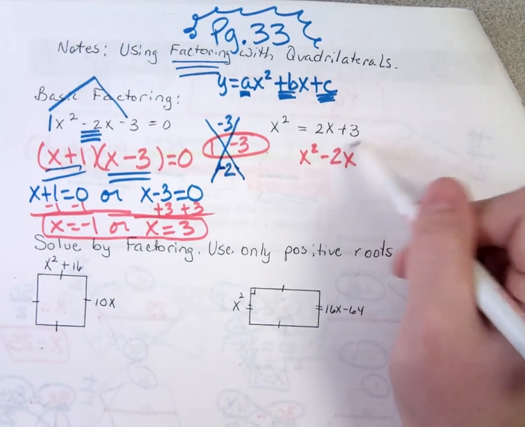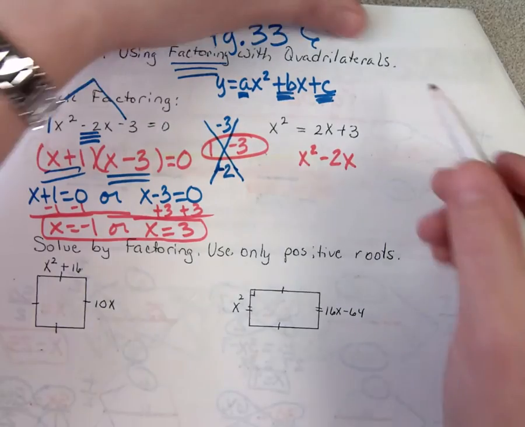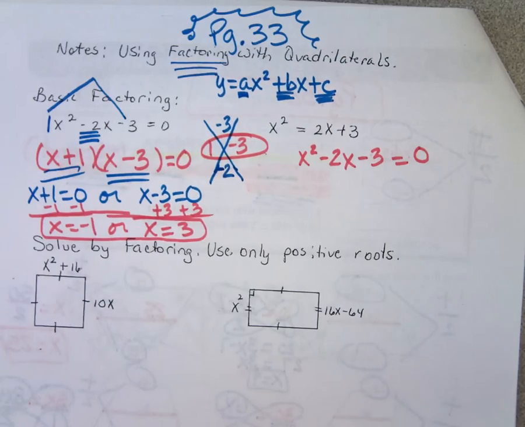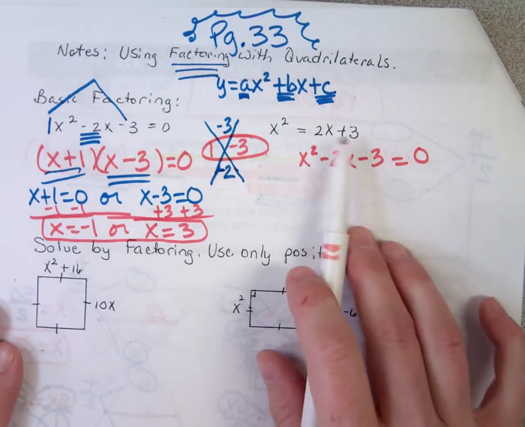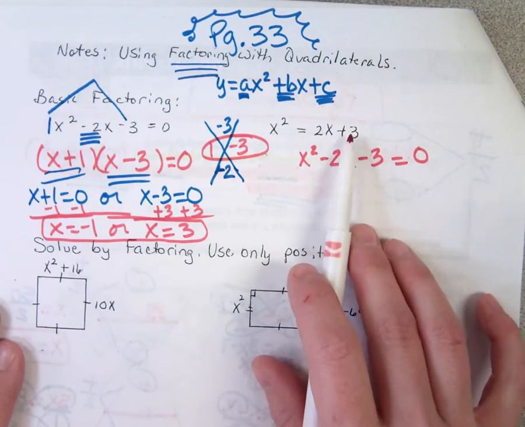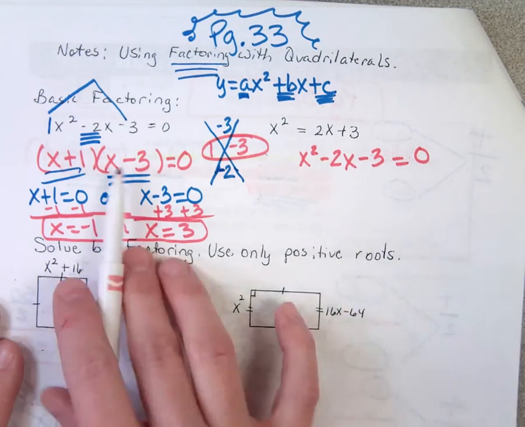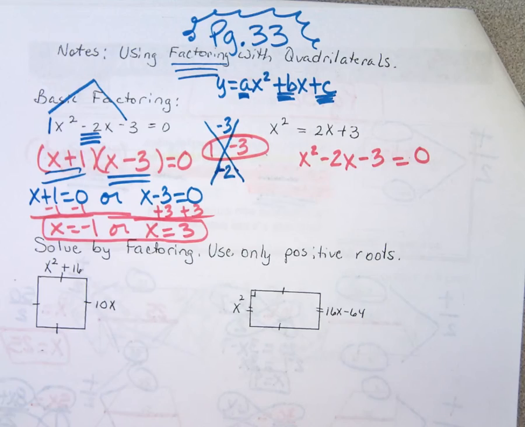And how would you move this 3? You would subtract it, so it would now be a minus 3 on the left, and now there would be nothing left on the right-hand side because I removed both of those. I removed the 2x by subtracting it. I removed the 3 by subtracting it, so there's nothing left there. And then from here, I could factor it. But do you notice it's the same problem? Yeah. Okay, so I'm not going to do it again.